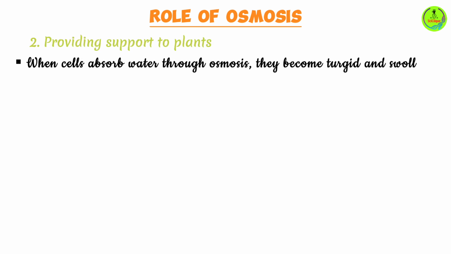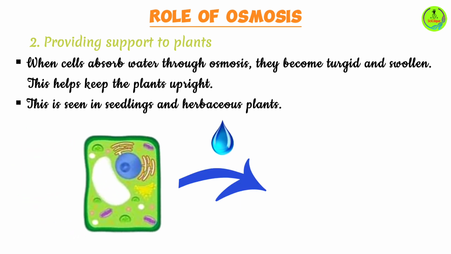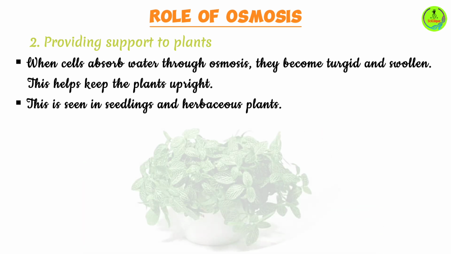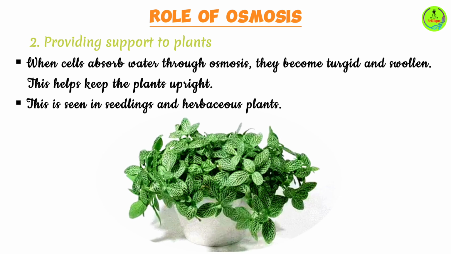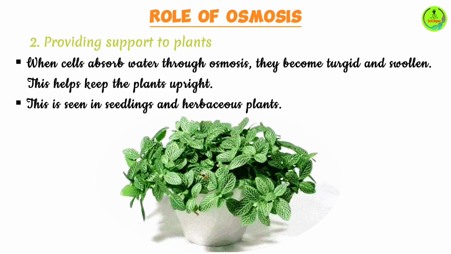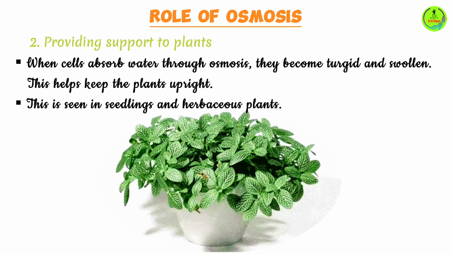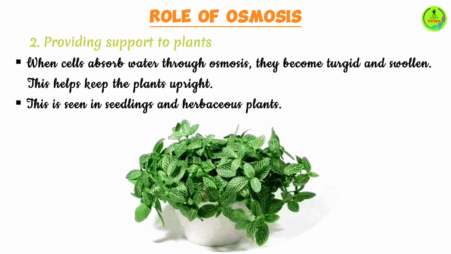Another is that osmosis is also involved in providing support in plants, specifically in seedlings and herbaceous plants. Now, when the cells take in water by osmosis, they become very firm and rigid and therefore can offer support to plants. And this is the reason why you'll find that when you have herbaceous plants, for example, such as tomatoes, on absorption of water, they become firm. They have stems that are firm and so on. But immediately they lose water, they wilt. So such plants tend to rely on osmosis for support.